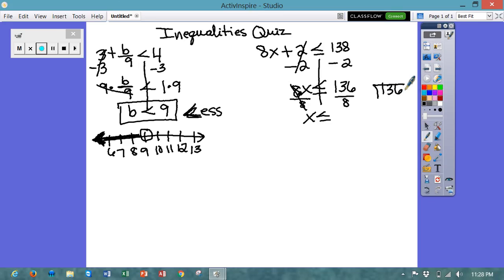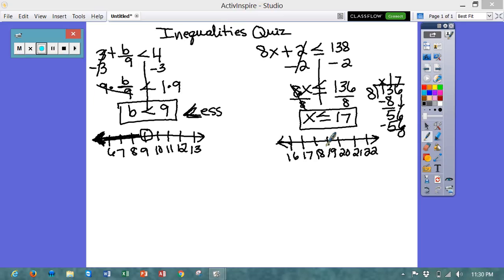136 divided by 8. 8 does not go into 1. 8 goes into 13 once with 5 remaining. And then we bring down the next number. 7 times 8 is 56. And I'm finished. 17. x is less than or equal to 17. I did not have to flip the inequality. You would only flip the inequality if you are multiplying a negative on both sides or dividing a negative on both sides.